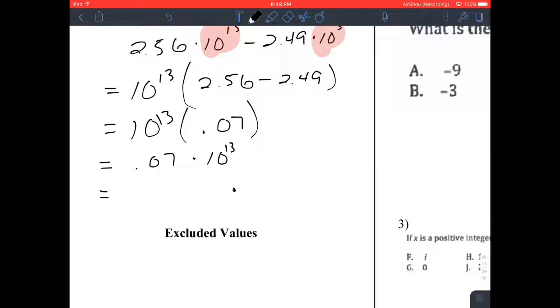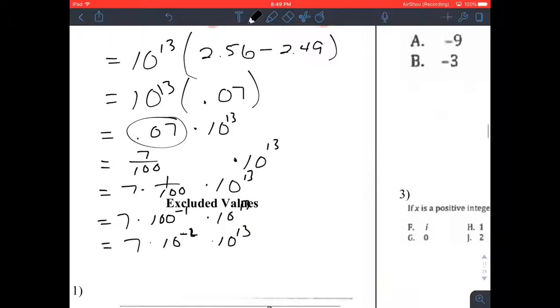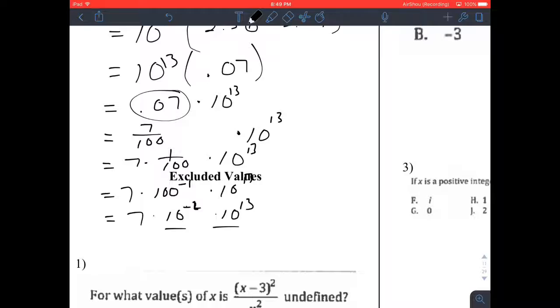So let's just leave the 10 to the 13th. Just focus on this. .07 means 7 hundredths, which means 7 times 1 over 100. 1 over 100 is the same thing as 100 to the negative 1, which is the same thing as 10 to the negative 2. Maybe I went too deep into the rabbit hole there. Now at this point you're multiplying the same base, add the exponents, and you get 10 to the 11th.